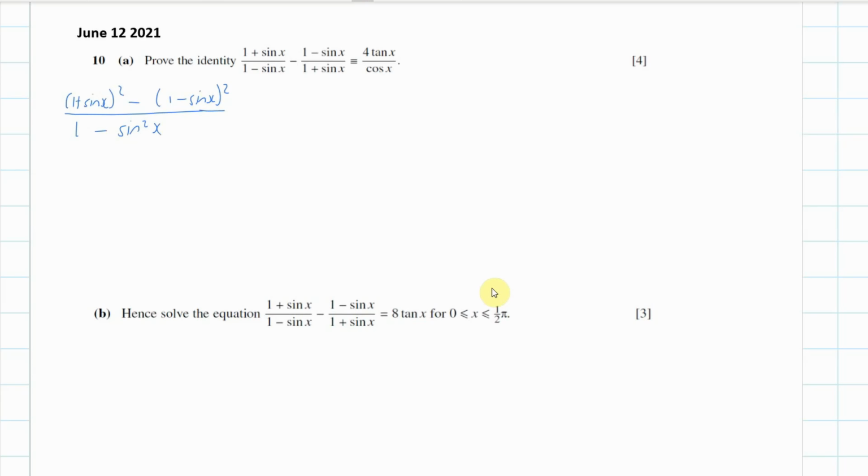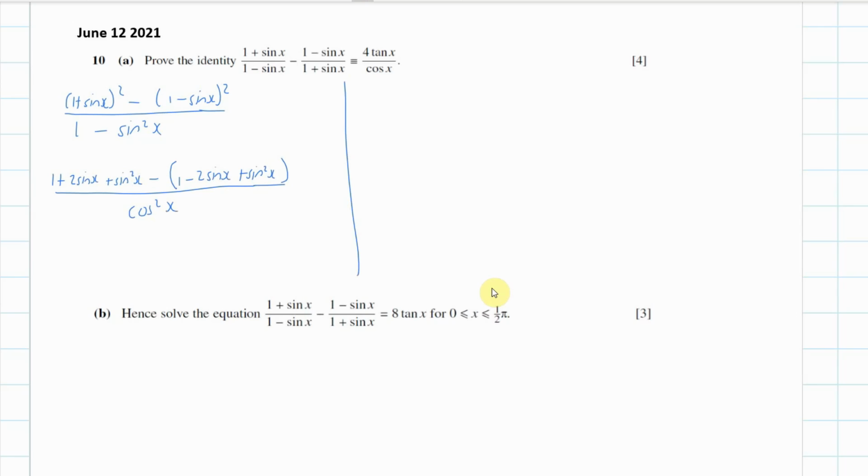So my next line, I'm going to expand everything on the top, so I'd get 1 plus 2 sine x plus sine squared x minus, and I'm going to put the result of the next one in brackets so I don't stuff it up, (1 minus 2 sine x plus sine squared x). And this is going to be all over cosine squared x, since 1 minus sine squared x is cosine squared x. Easy peasy so far.